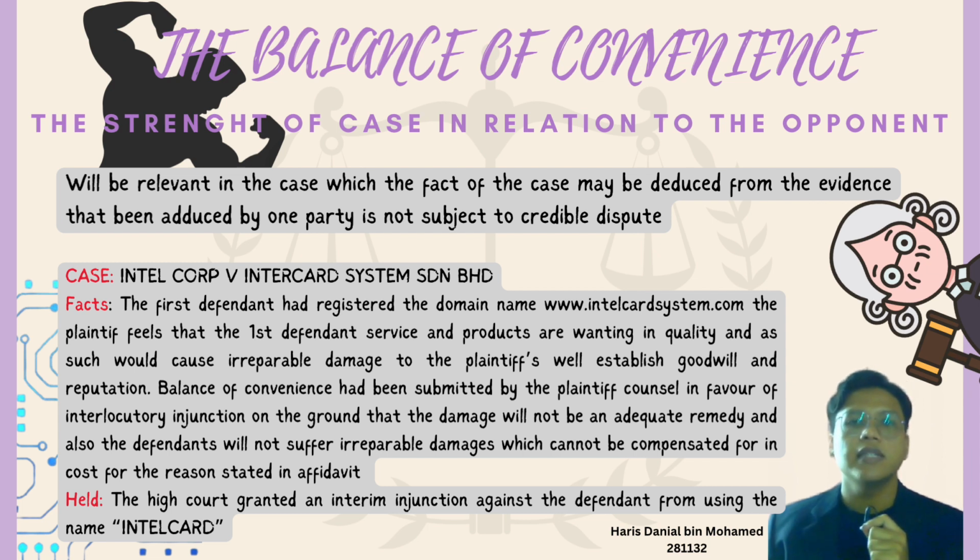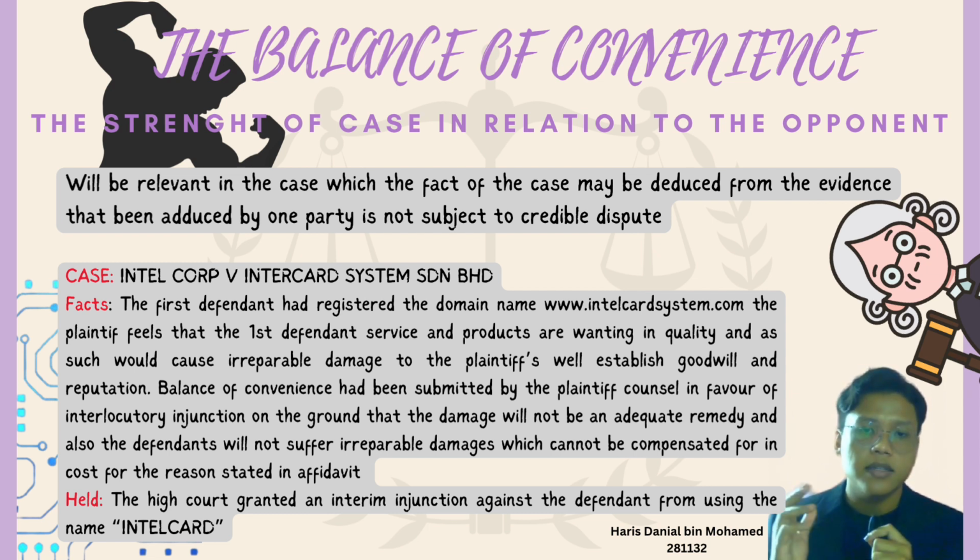An example can be seen in the case of Intel Corp v Intercut, where both plaintiff and defendant are software companies that share a similar company name and are in a dispute over the right of the name Intel. The court, after assessing the affidavit adduced in favor of the plaintiff, granted an injunction to stop the defendant from using the name Intel, since the name is synonymous with Intel Corporation and misuse of the name could taint the plaintiff's reputation as a mega corporation in software.